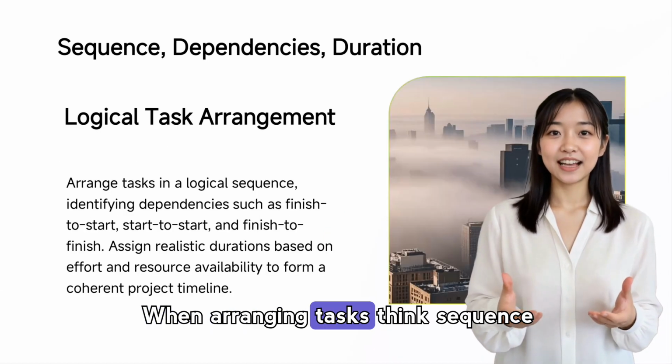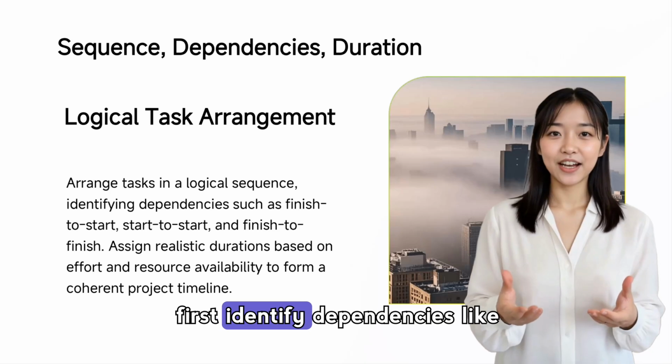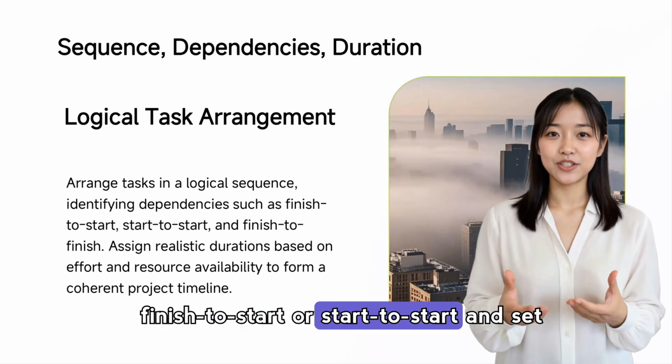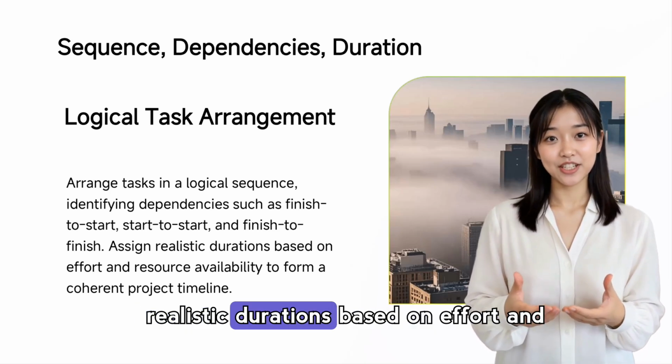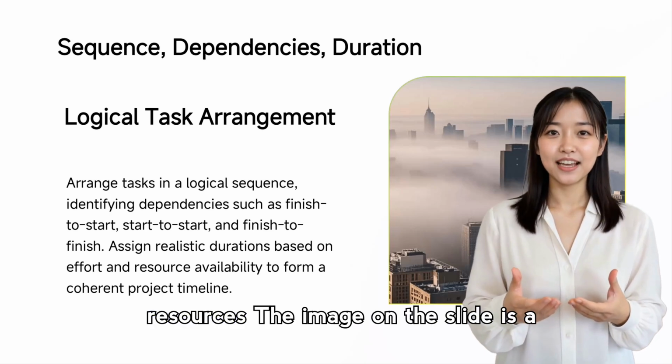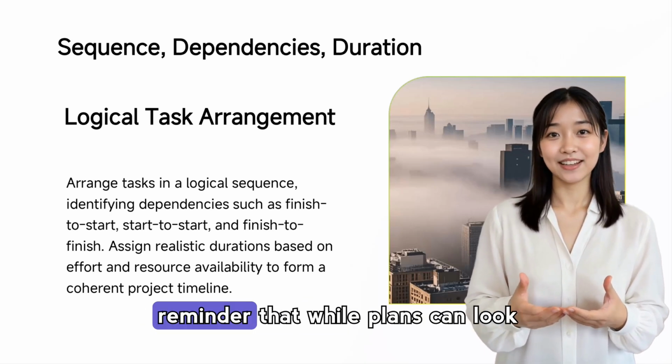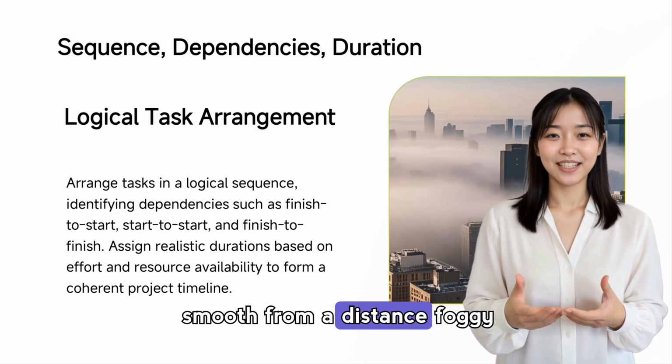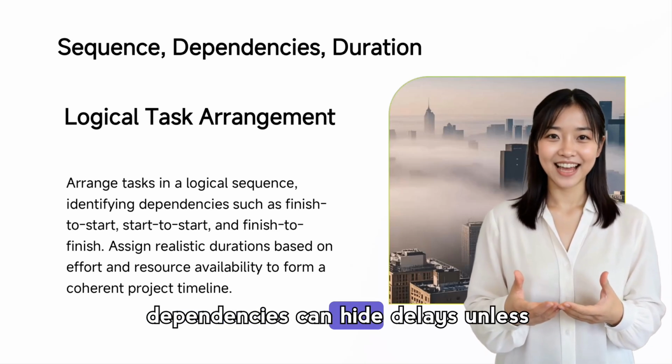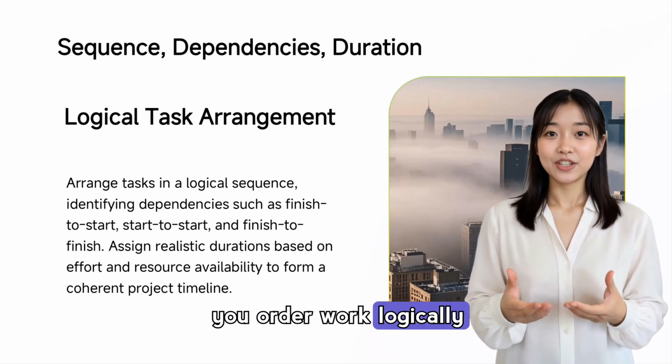When arranging tasks, think sequence first, identify dependencies like finish to start or start to start, and set realistic durations based on effort and resources. The image on the slide is a reminder that while plans can look smooth from a distance, foggy dependencies can hide delays unless you order work logically.